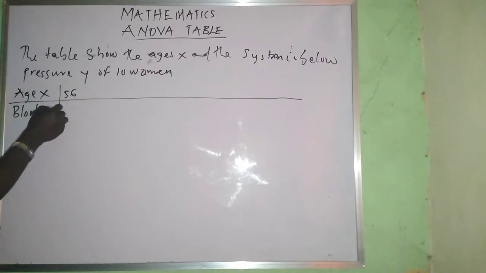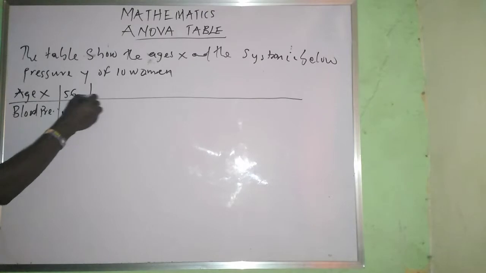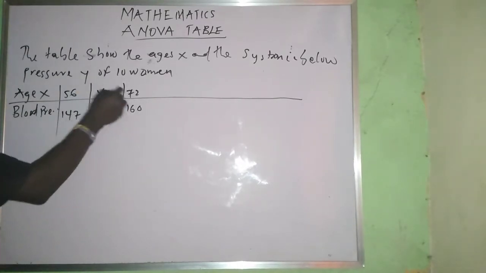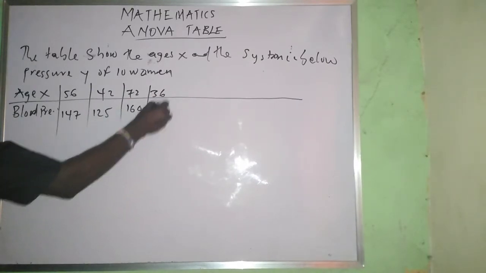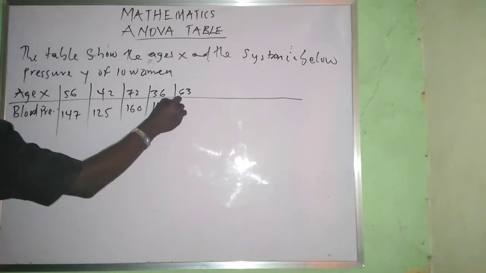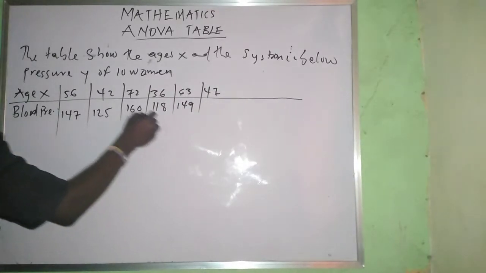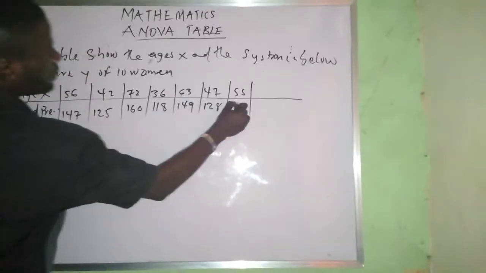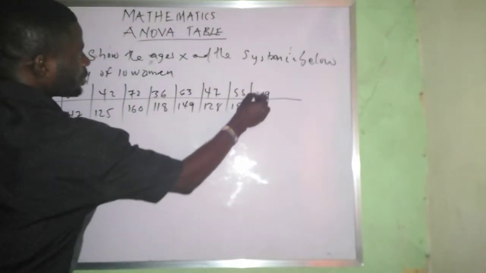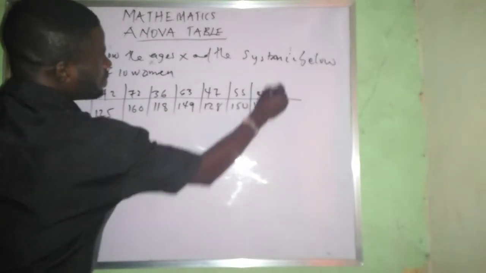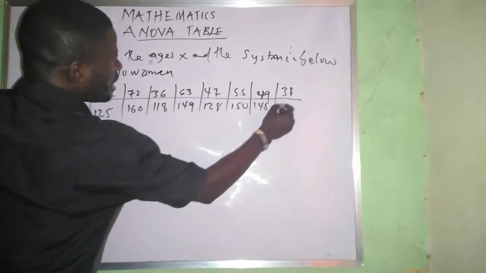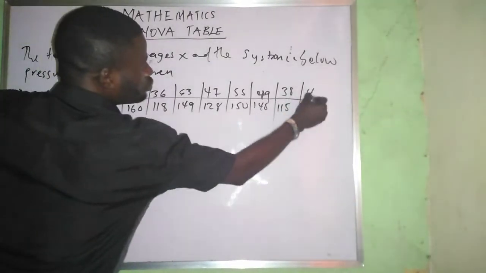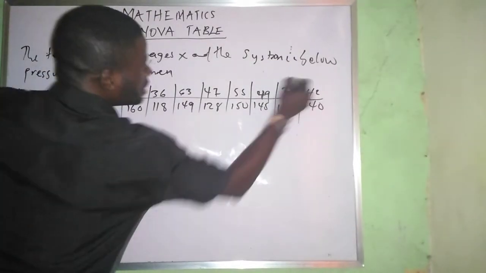If I have 54, this one is 140 pressure. I have 42, this one is 125. I have 72 and 160, I have 36 and 118, I have 63 and 149, 49 and 128, 55 and 150, 49 and 145, 38 and 115, 42 and 140. Now this is the table.